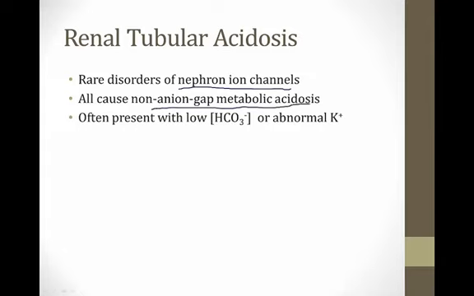And there are sometimes symptoms associated with these disorders, but many times patients are asymptomatic, and the way they're discovered is that routine blood work is drawn and it shows a low bicarbonate level from the acidosis, and it often also shows an abnormal potassium level.